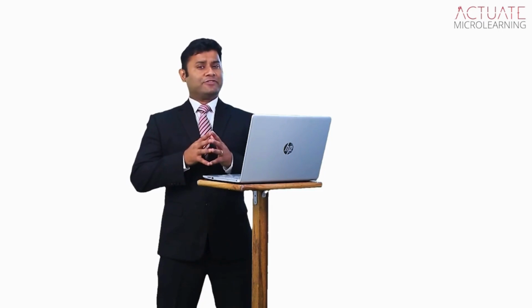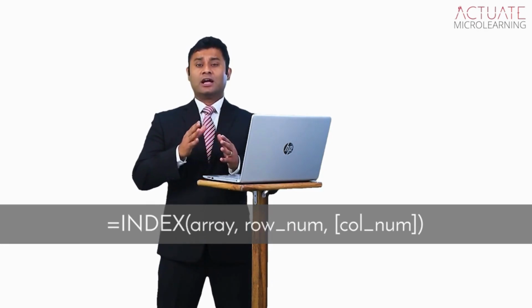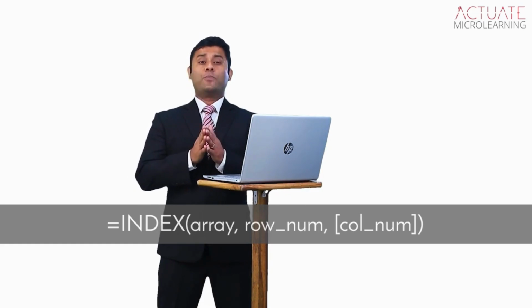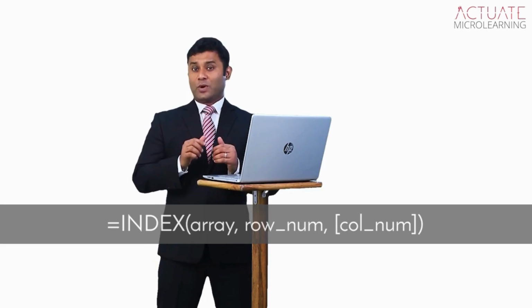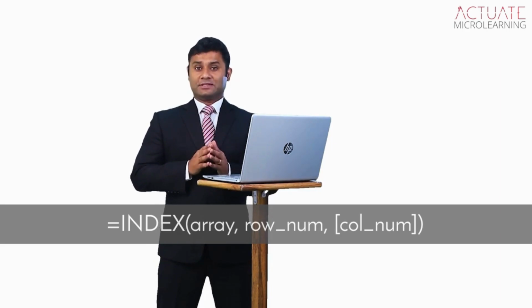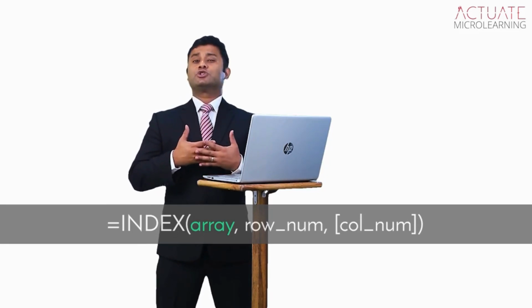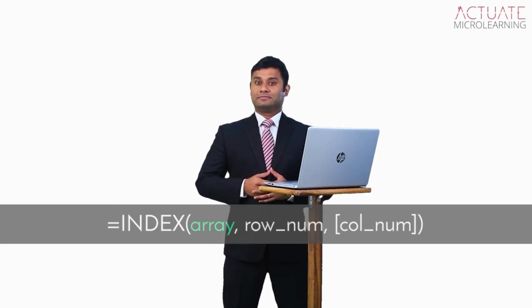1. To return the value of the cell we have =INDEX(array, row_num, [col_num]), where array is a required parameter and can be used for two cases: 1. Where there's only a single row or column, and 2. Where there's an array of rows and columns.